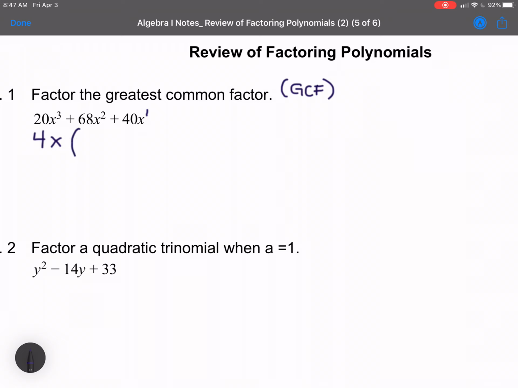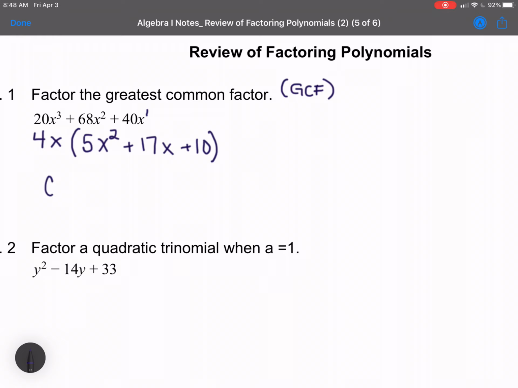And then when we factor that out, we're going to divide. So 20 divided by 4 is 5. x cubed divided by x, remember, we subtract our exponents, so we have 5x squared plus 68 divided by 4 is going to be 17x. And then 40x divided by 4x is 10. Since it just asked us to factor out the greatest common factor, that would be our answer.